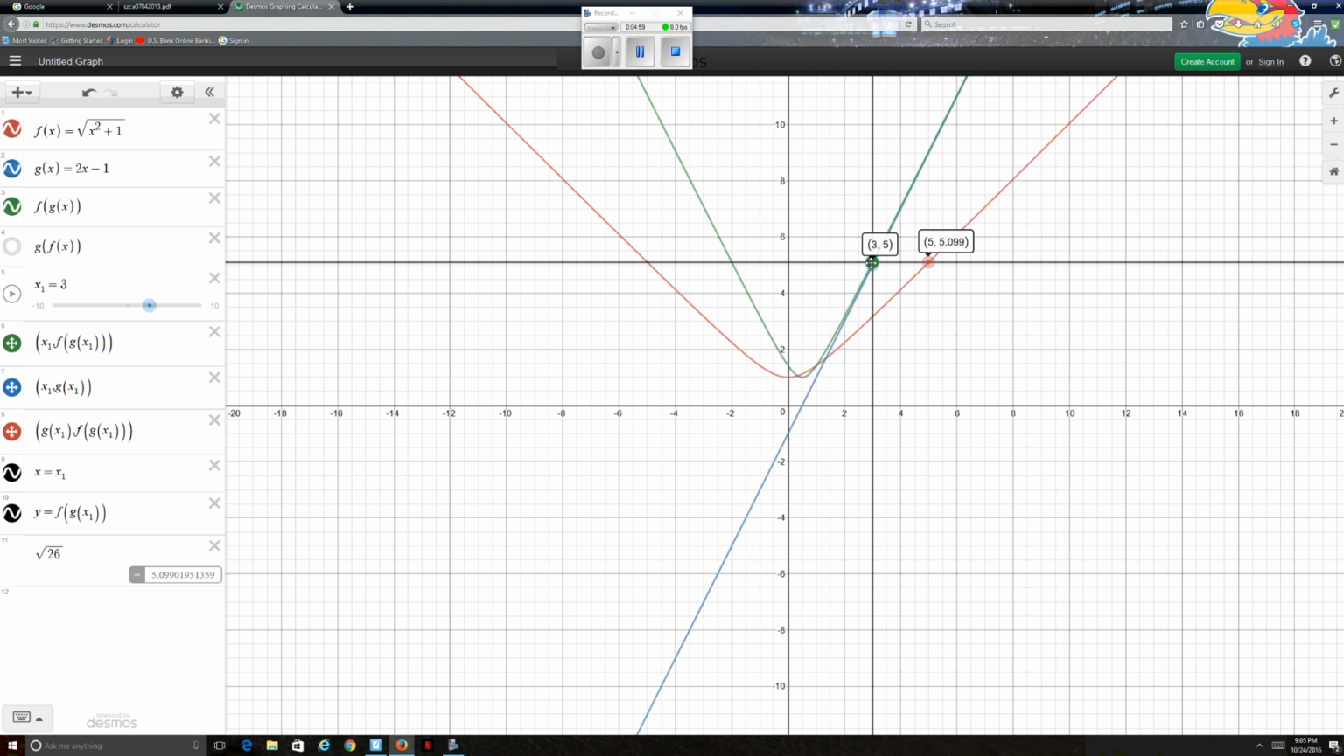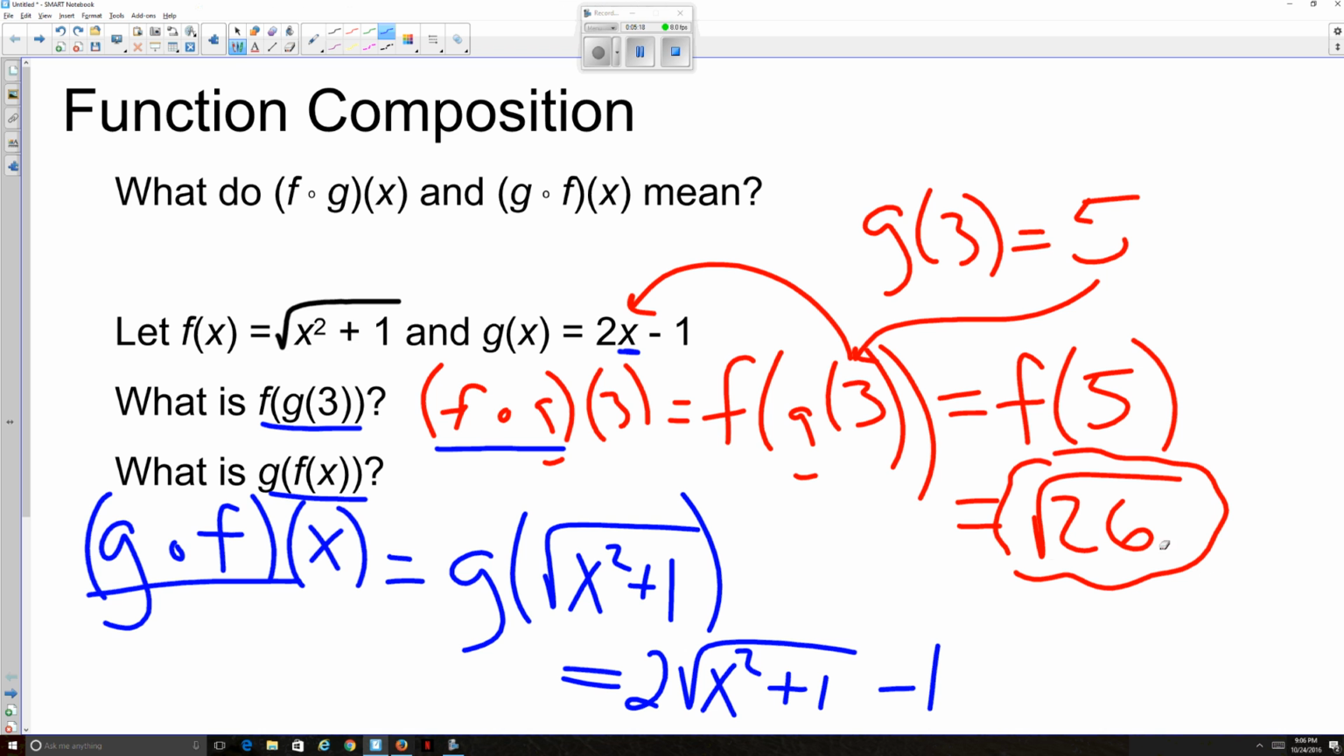So it started at 3, then it went to 5, and then the y value there was 5.099, and so that's the composition. That may not help a whole lot, but I thought it was just kind of fun to animate things. It does show you that we get the square root of 26.